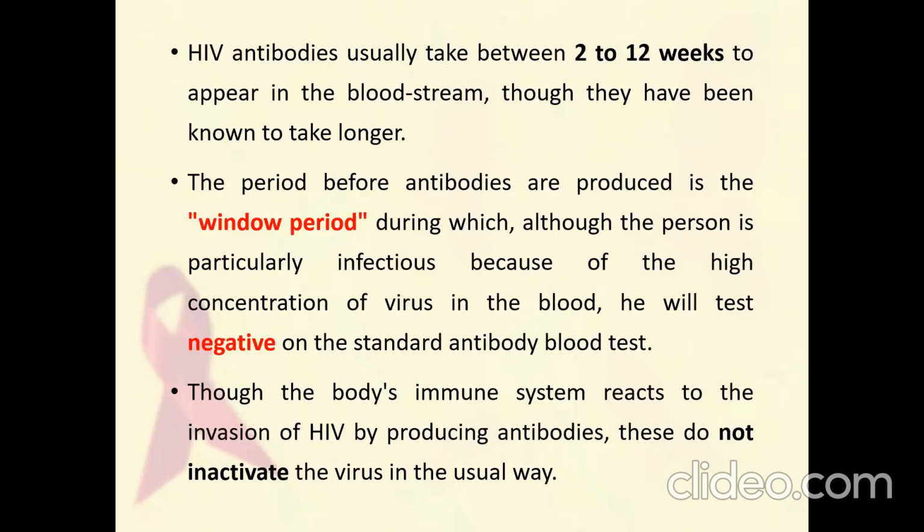These HIV antibodies usually take between 2 to 12 weeks to appear in the bloodstream, though they have been known to take longer. So the period before antibodies are produced is called the window period, during which, although the person is particularly infectious because of the high concentration of virus in the blood, he will test negative on the standard antibody blood test.